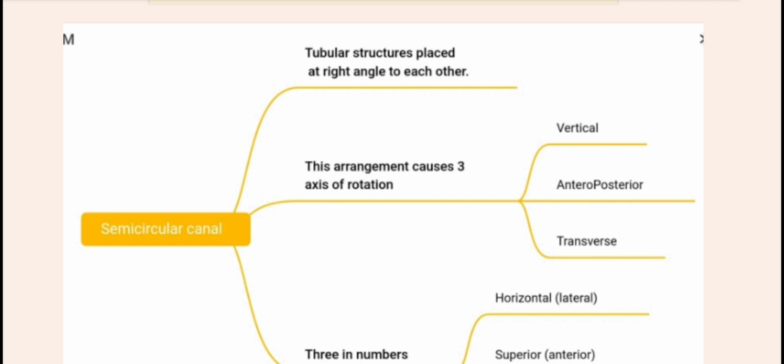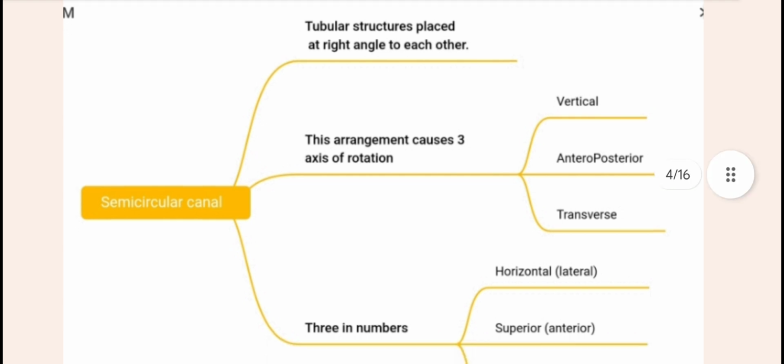Now we will understand what a semicircular canal is. Semicircular canals are nothing but tubular structures that are arranged at right angles to each other. As they are 3 in number, they are arranged at right angles to each other. Due to this arrangement, 3 axes of rotation are created. What are these axes of rotation? These are the vertical, anteroposterior, and transverse.